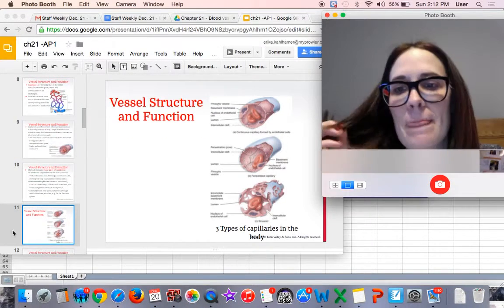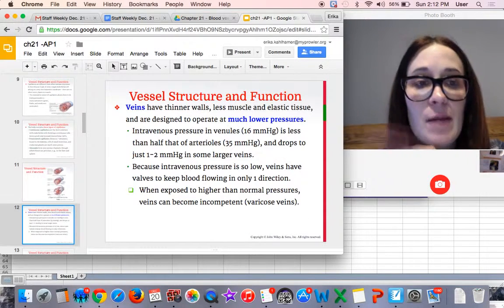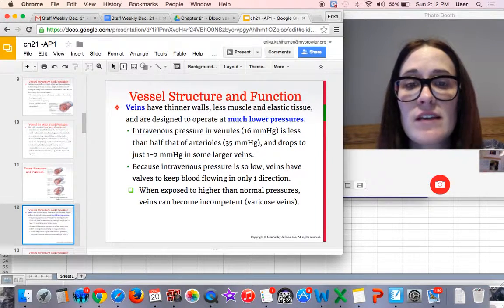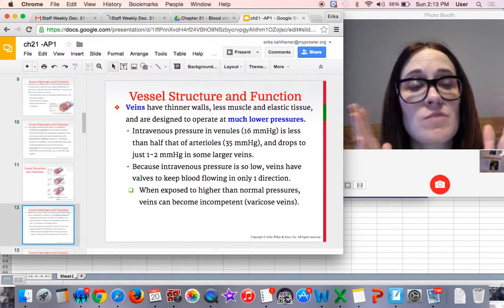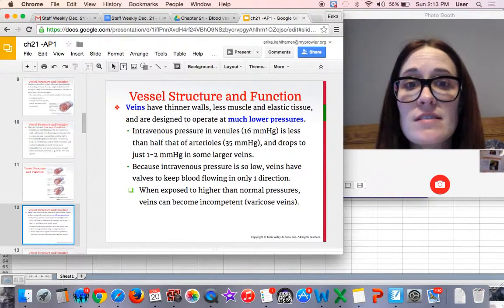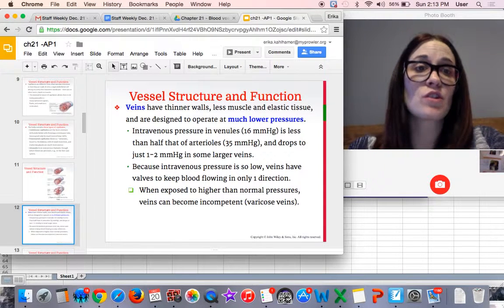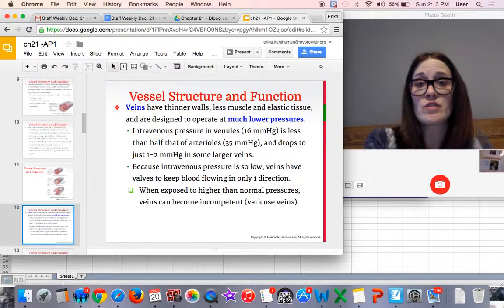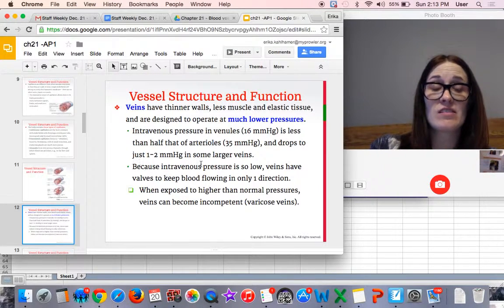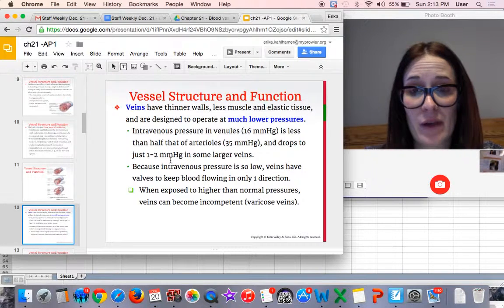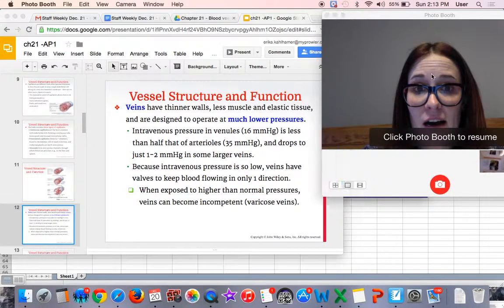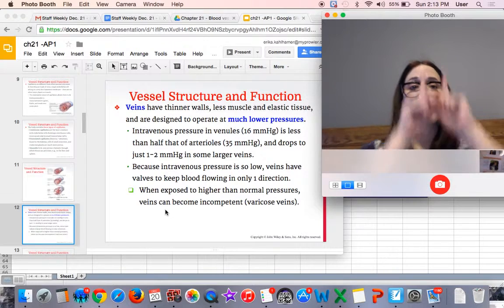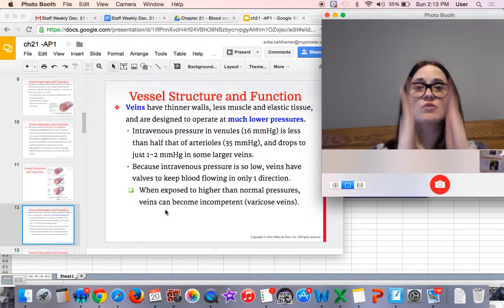All right. So after the blood leaves the capillaries, it's lower in oxygen and it goes into the venule system. Venules into veins. Veins have thinner walls. They don't have as much muscle or elastic tissue compared to arteries because they operate at much lower pressures. Comparing the intravenous pressure to that of an arterial, it's about half. And even in some larger veins, only 1 to 2 millimeters of mercury. Because the veins are so low in pressure, they have valves within them that help keep the blood flowing in one direction, up back towards the heart.